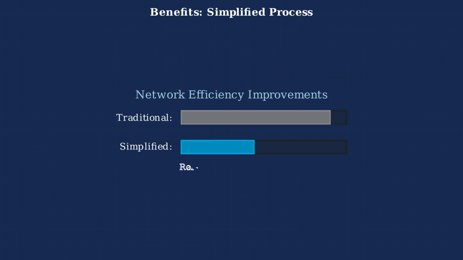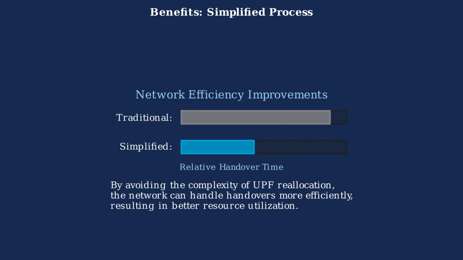The simplified process reduces handover time by eliminating the need to establish new UPF sessions and set up new data paths. This leads to faster handovers and a more efficient network overall. By avoiding the complexity of UPF reallocation, the network can handle handovers more efficiently, resulting in better resource utilization and a more responsive user experience.